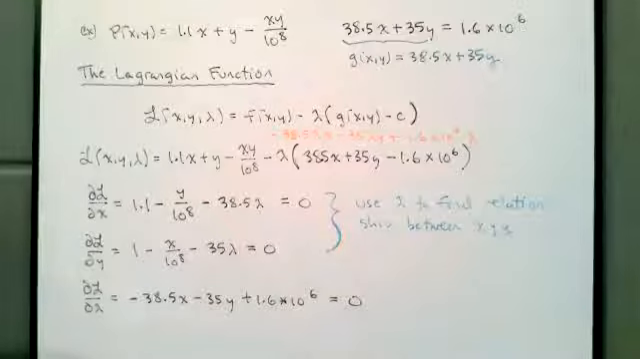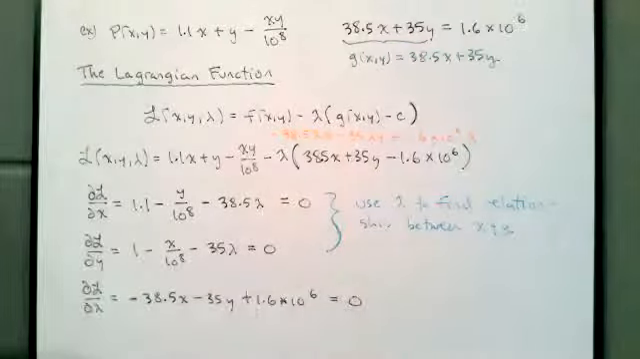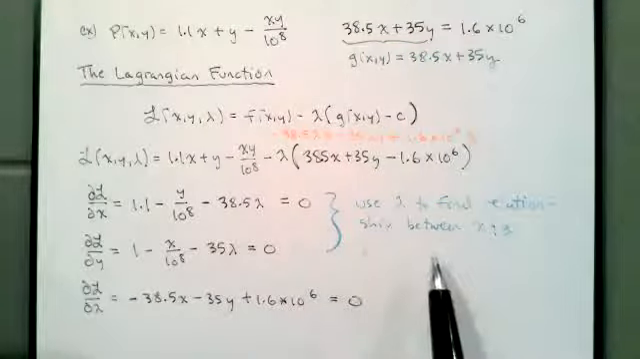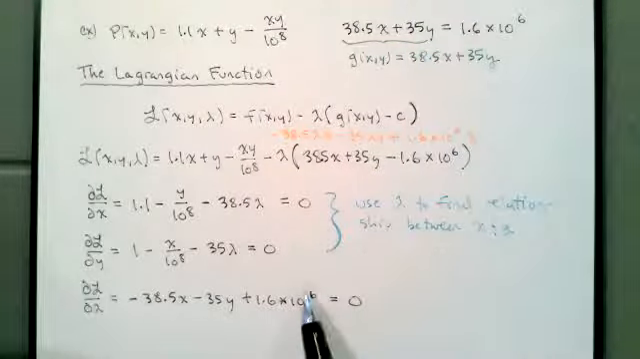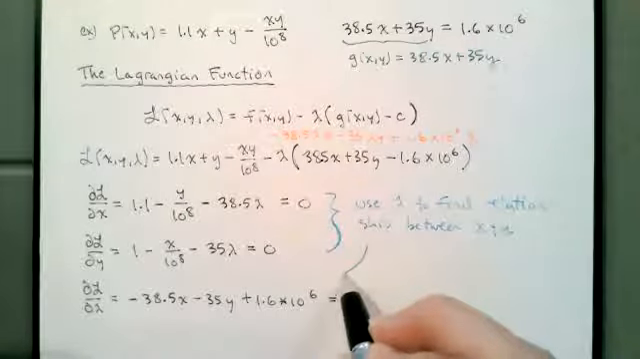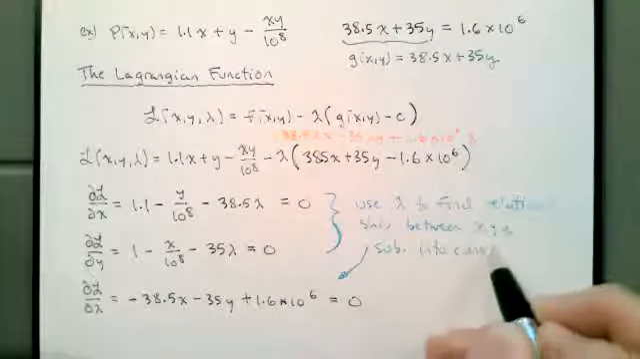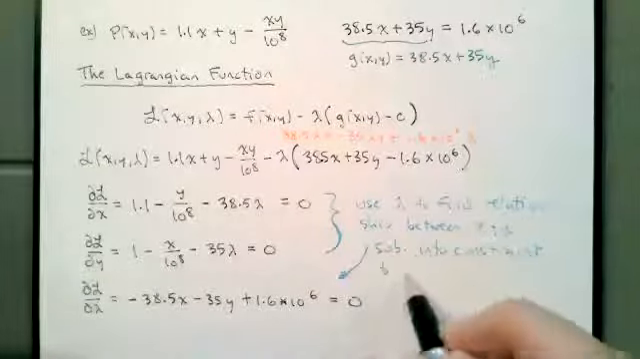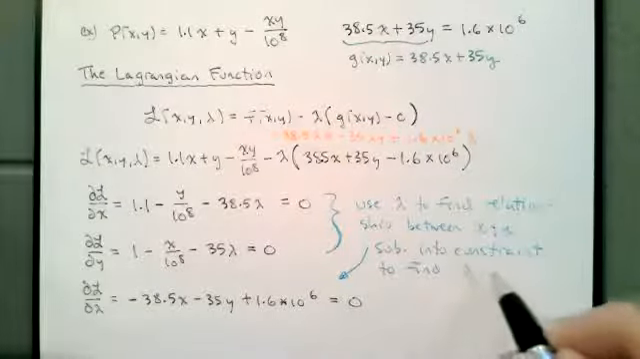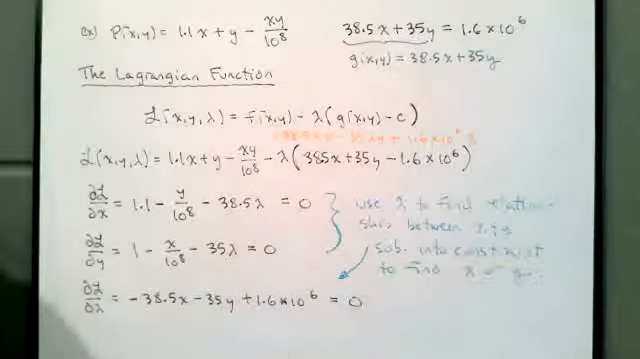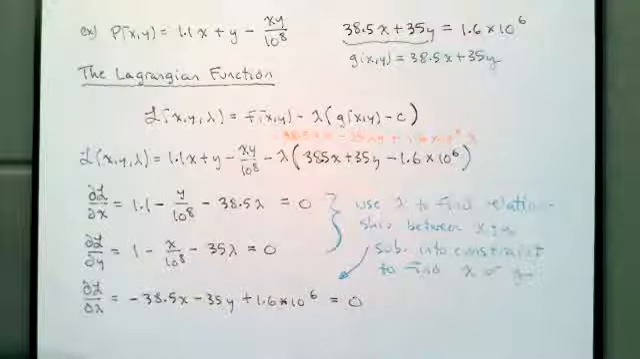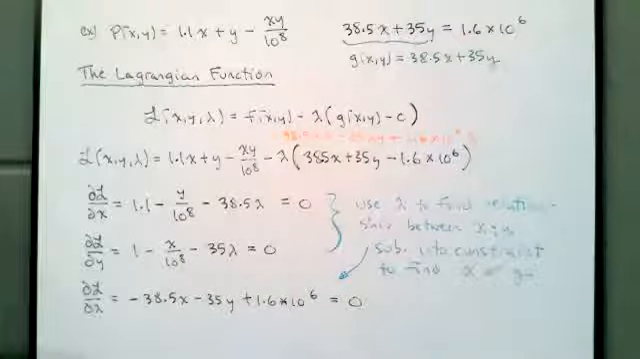We're going to use lambda to find a relationship between x and y. That is, eliminate lambda from the equations. And then once we have a relationship between x and y, we'll put that into our constraint to find a particular value of x or y. Then once we have x, we can go back and find y. Once we have x and y, we can answer any of the questions that we want to answer.